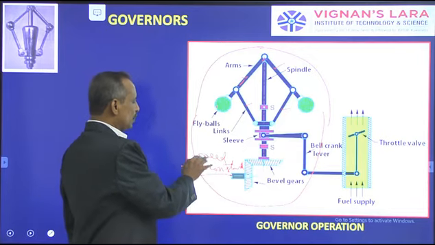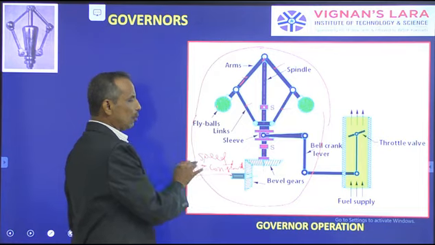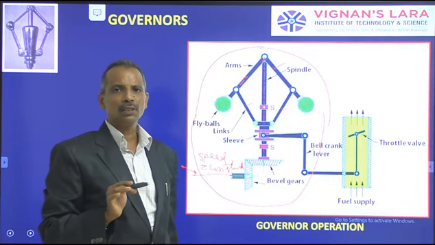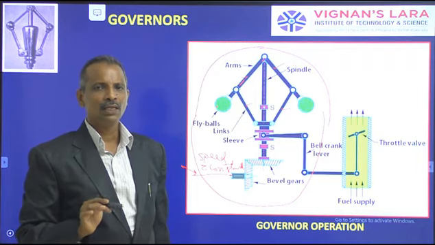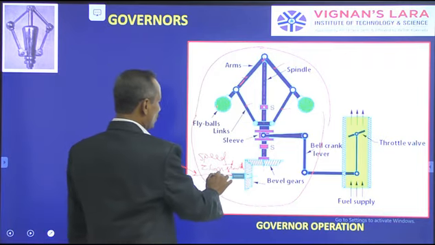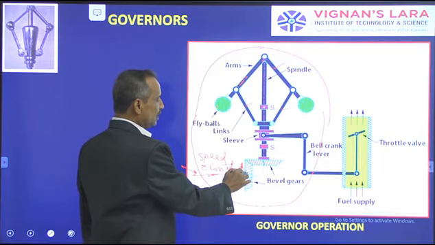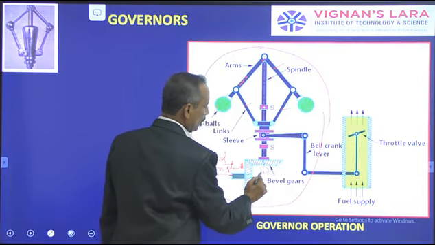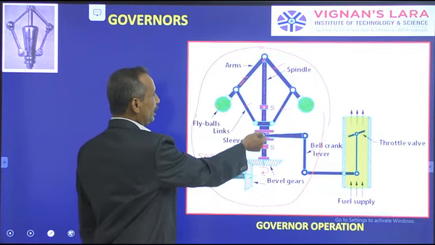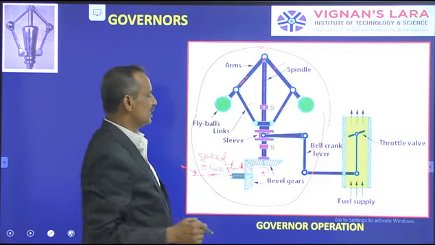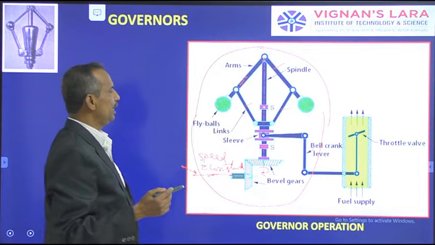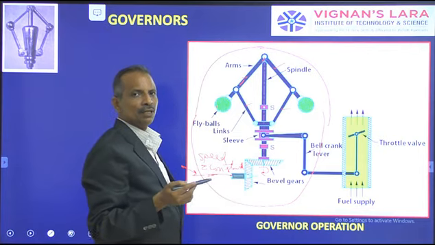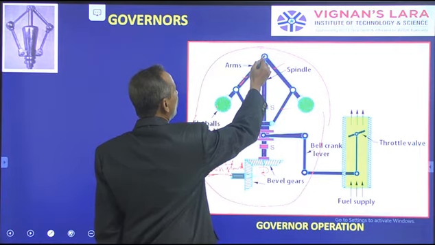Let us assume the load has dropped on the engine. When the load is dropped, then automatically the speed increases. So when the speed increases, this bevel gear increases its speed, and its mating bevel gear also increases its speed. So this bevel gear which is connected to this spindle increases its speed. When it increases its speed, then these fly balls will rotate with a higher velocity. When they rotate with a higher velocity, then they will be lifted.